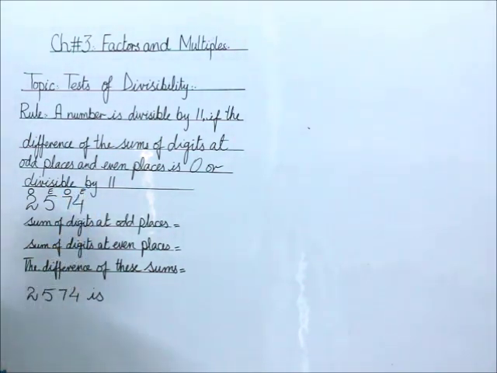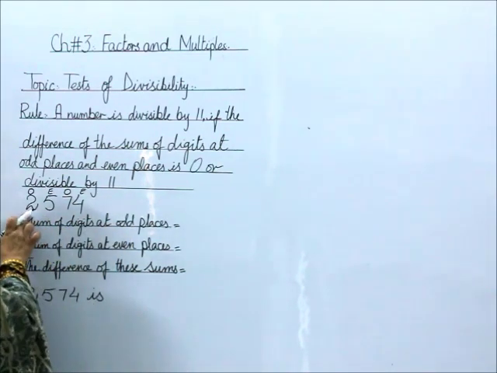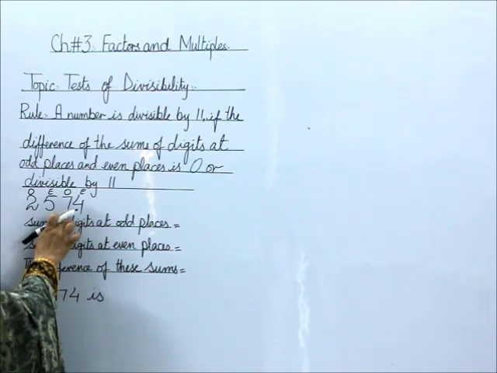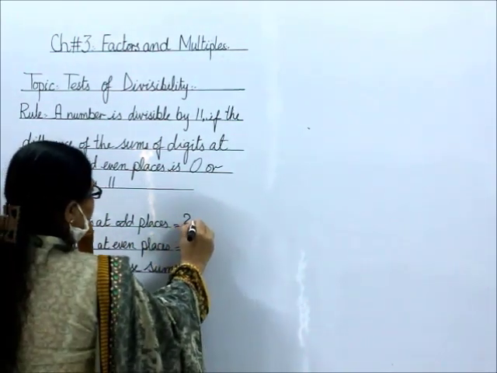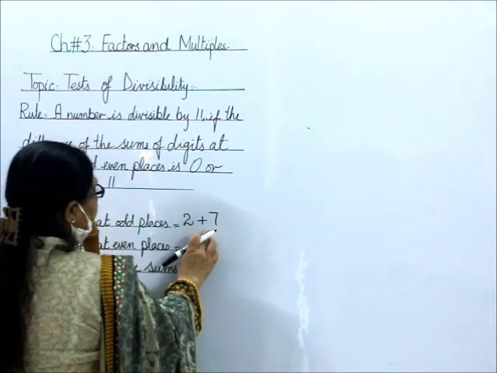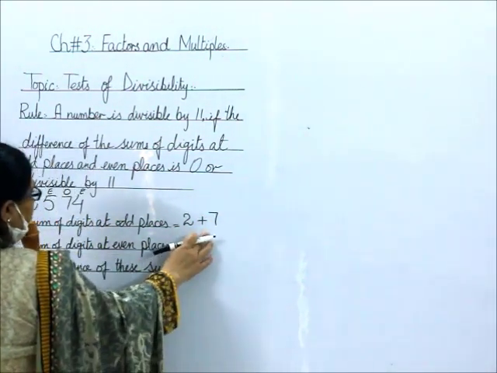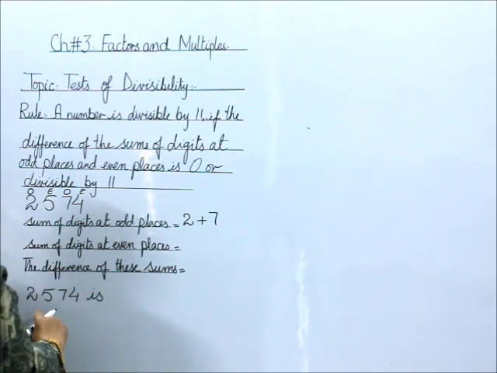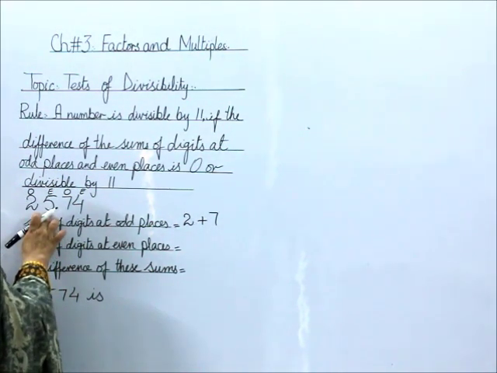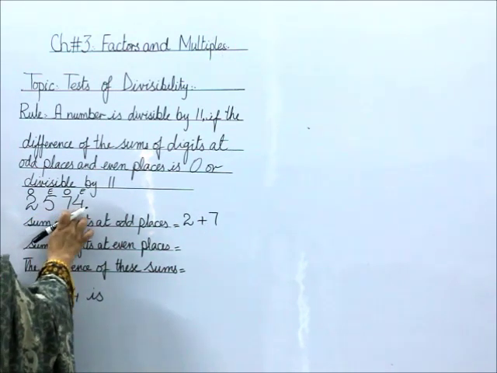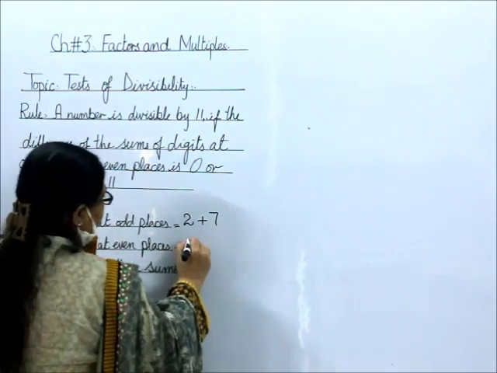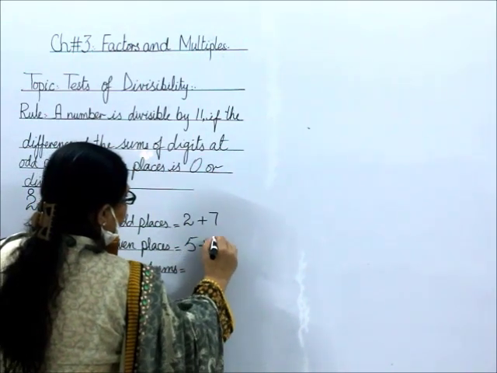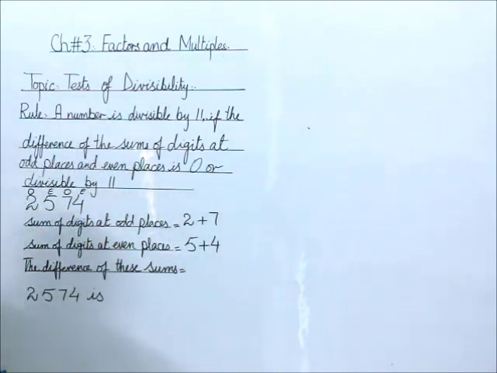Now I am going to write the digits of the odd places and the digits at the even places. So the digits at the odd place is 2 and here it is 7. 2 plus 7. We have to take the sum of these odd places. Then I am going to write down the digits which are at the even places. And at the even places, number 1 is 5 and second number is 4. So we will take the sum of these digits which are at the even places.